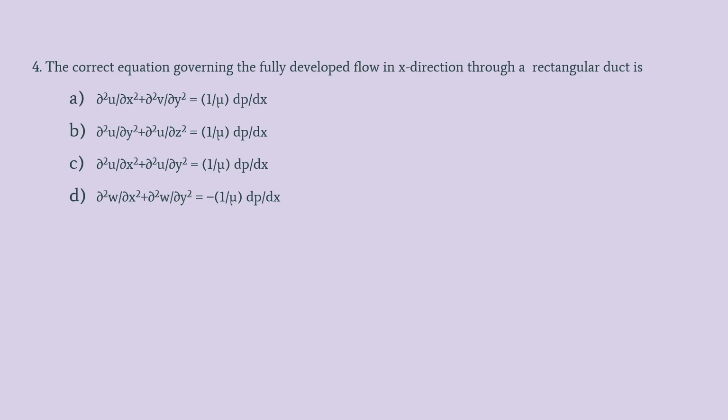Option B, dou square u by dou y square plus dou square u by dou z square is equal to 1 by mu dp by dx. Option C, dou square u by dou x square plus dou square u by dou y square is equal to 1 by mu dp by dx. Option D, dou square w by dou x square plus dou square w by dou y square is equal to minus 1 by mu into dp by dx. You can try to answer the question.